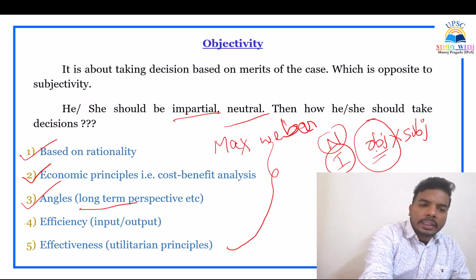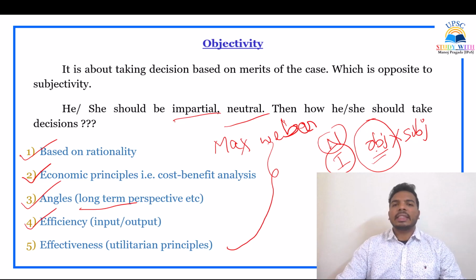Next is efficiency. What is output versus input? The decision should always be based on, you should calculate what is the input and what is the output I am getting with this. I am spending this much money, so what is the output? If your decisions are based on that efficiency analysis, input versus output analysis, then we will call it a rational decision. So while discussing rationality, Max Weber also emphasized efficiency. The bureaucrat should be efficient.